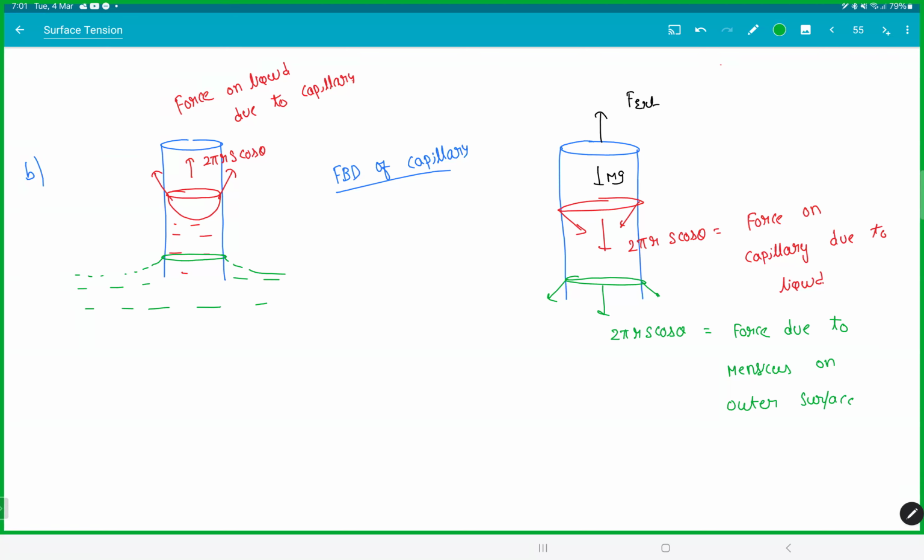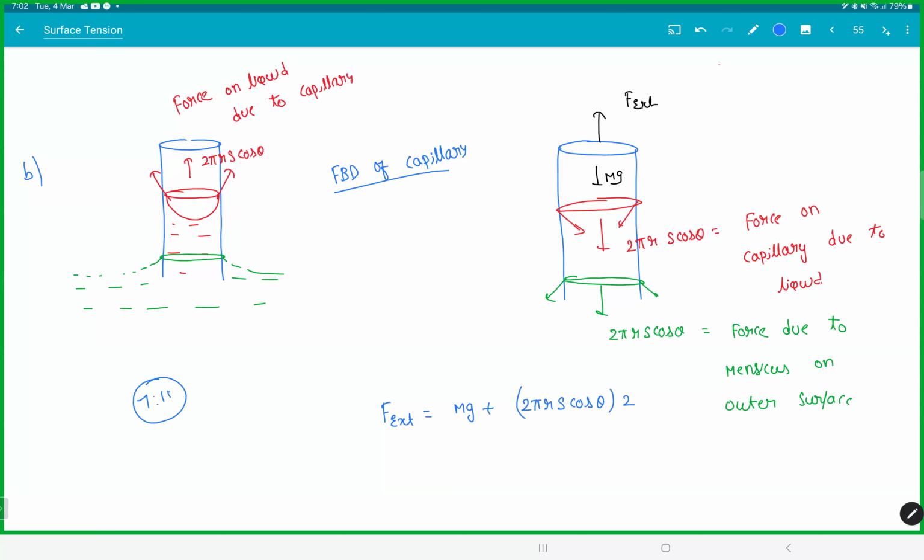That's what makes these two separate mains level questions. So F external will be mg plus 2 pi r s cos theta, 2 times. If the capillary has a thickness, then it will be 2 pi r1 s cos theta plus 2 pi r2 s cos theta. Is this clear, everyone? So if something is inside the liquid and you want to pull it out, you have to balance mg plus the surface tension forces. Any doubts on this? Clear? Take a break, come back to 711.